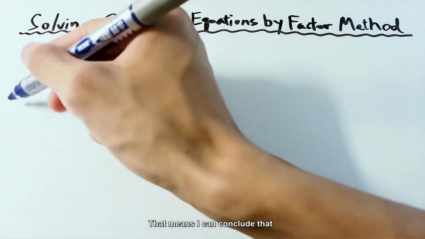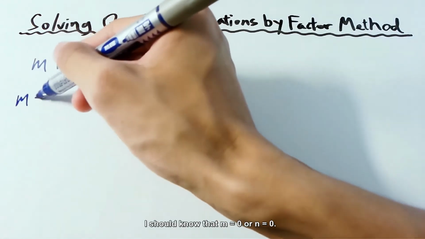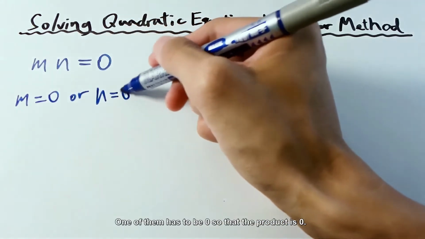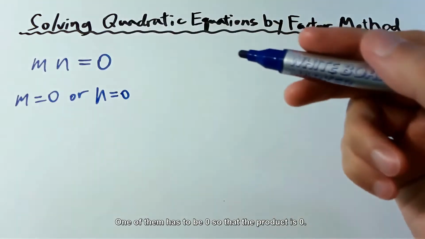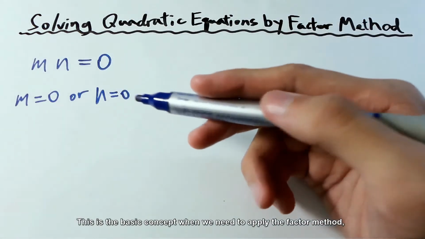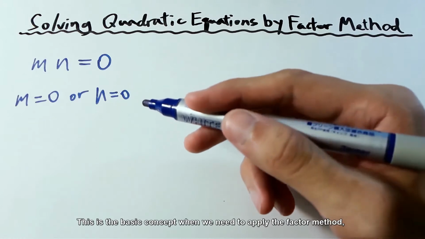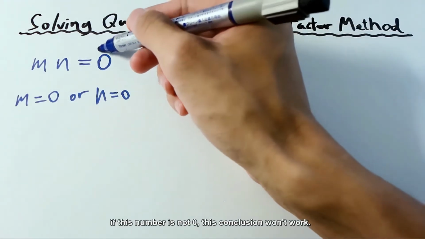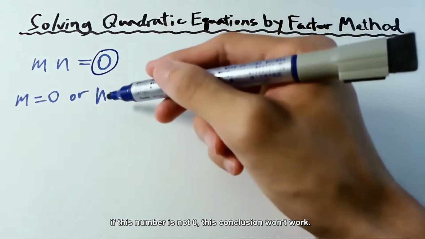That means I can conclude that m is equal to 0 or n is equal to 0. One of them has to be 0 so that the product is 0. This is the basic concept when we need to apply the factor method. But please pay attention that if this number is not 0, this conclusion won't work.